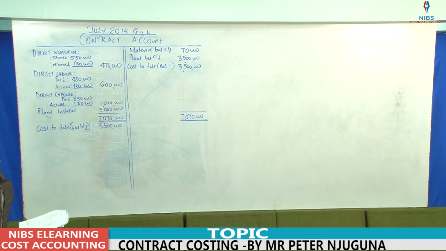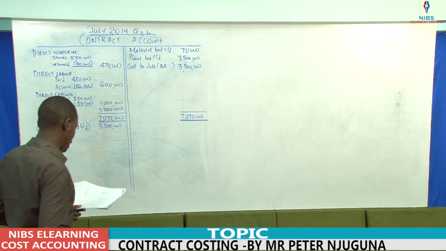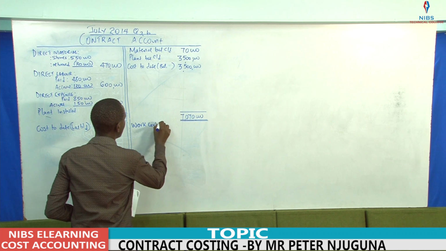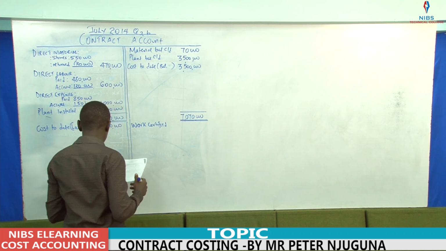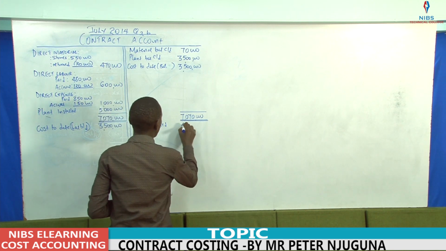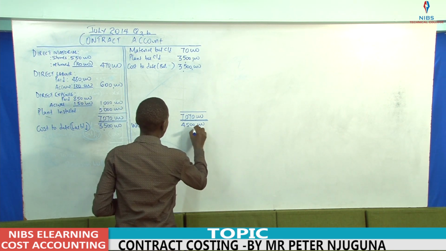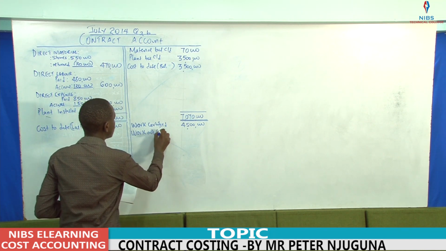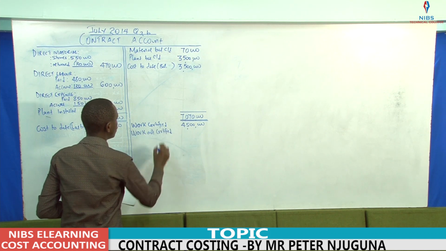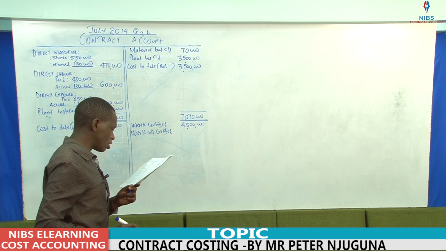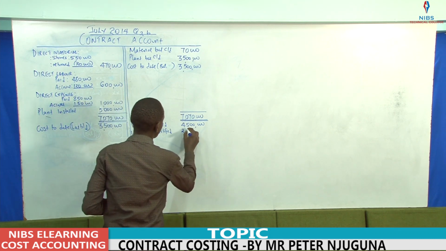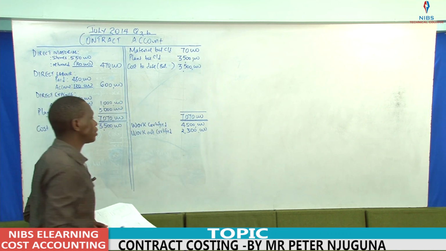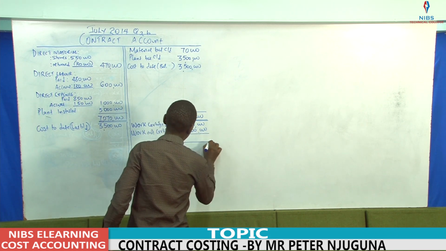Now, we are still following the format of our contract account. After that, we record two things: the value of work certified and the value of work not certified. Work certified, how much was it? I think it is 4.5 million. It's already given in the question. Work not yet certified is 2.3 million. There is nothing else we are adding, so we just balance off again.